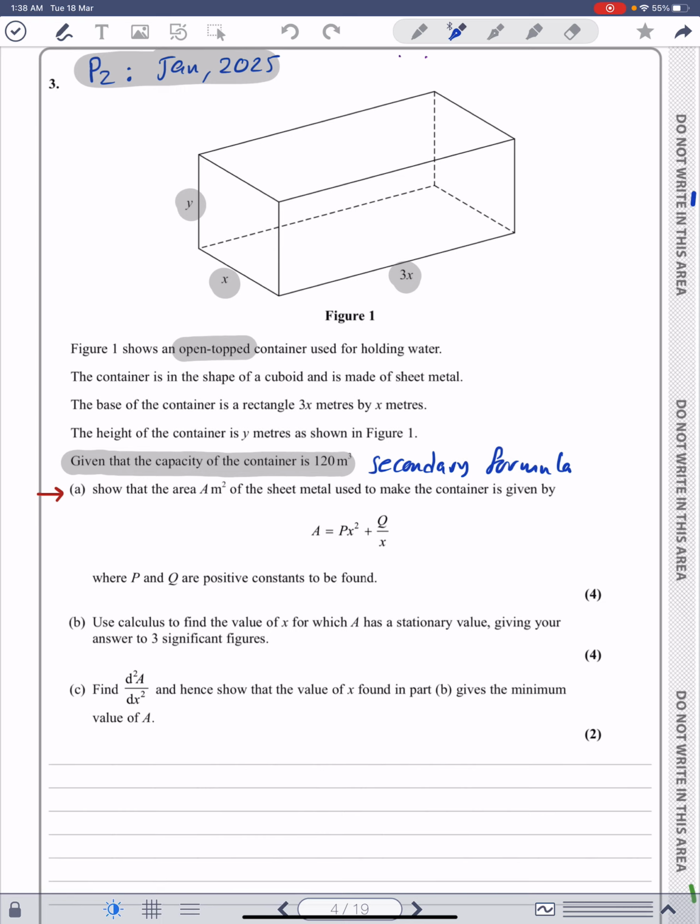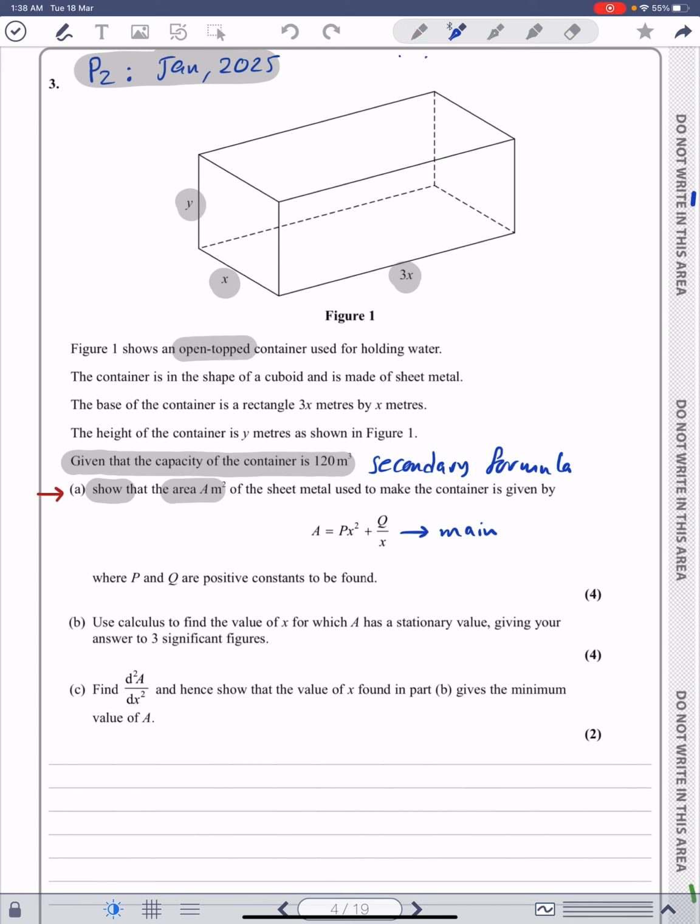Always you will be given a secondary or assistant formula and the main one. The main one that the question is talking about is the area. So that the area, after the word show that, the area of this cuboid or container is given by this formula in terms of x.